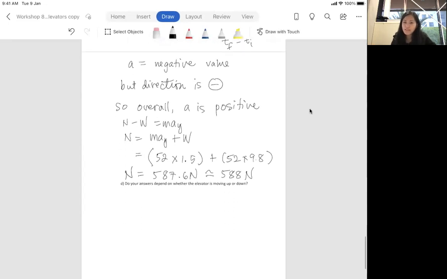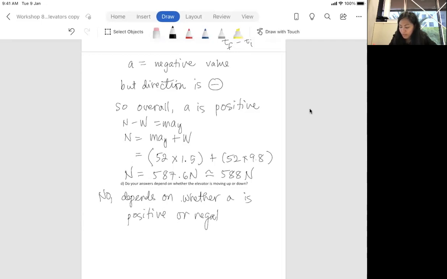All right, and then the last one. Do your answers depend on whether the elevator is moving up or down? It's not really about moving up or down. It depends on whether the acceleration is positive or negative.